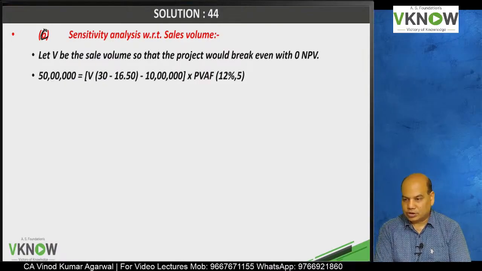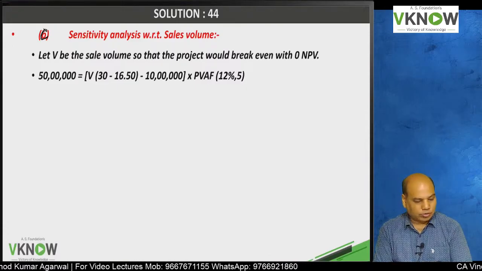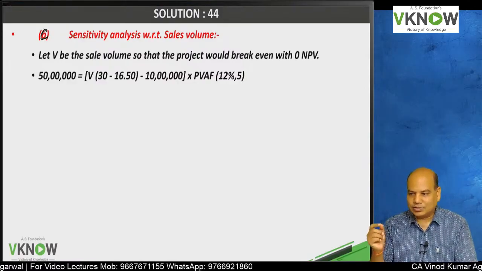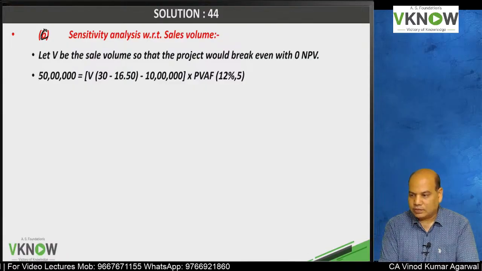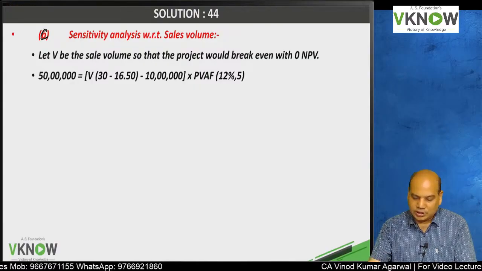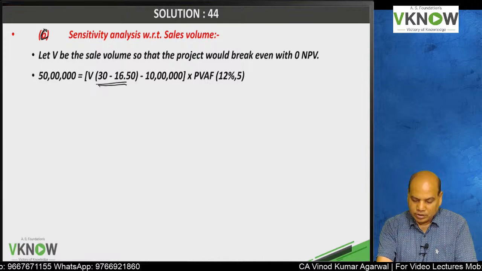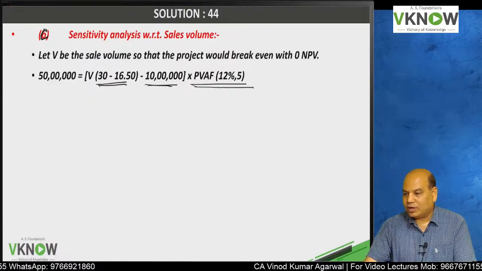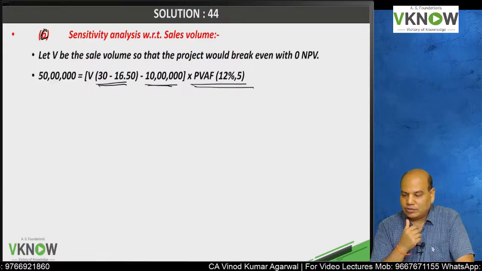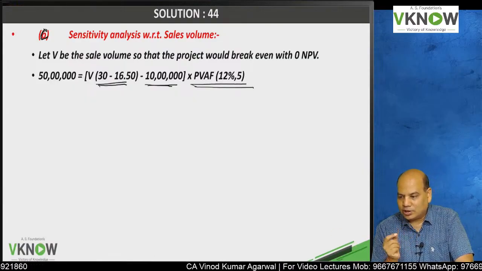Now write this equation. This time, instead of sales volume, the quantity given in question, I will write V. You can take X, whatever suits you. 50 lakh is equal to quantity assumed V into bracket 30 minus 16.50, minus 10 lakh, multiplied by PV annuity factor. The number on the right side is PV of cash inflow. The number on the left side is cost of the project. If both are equal, NPV is 0.